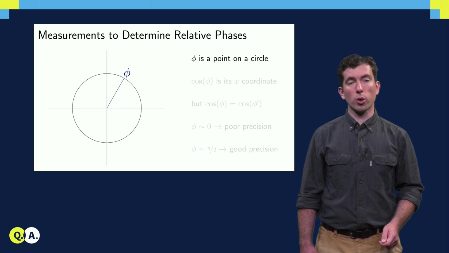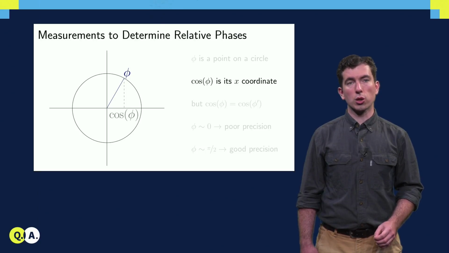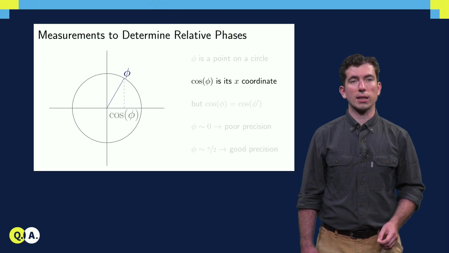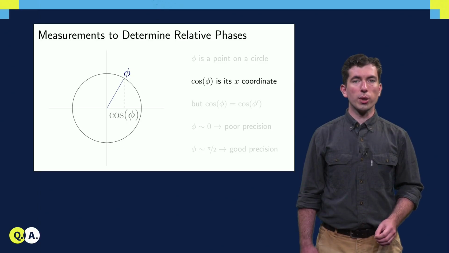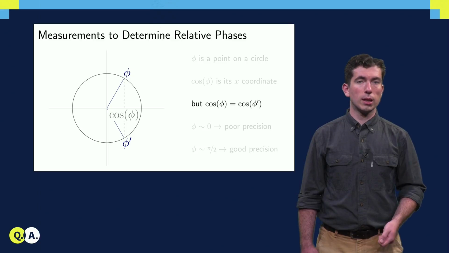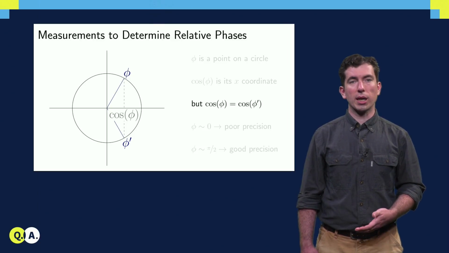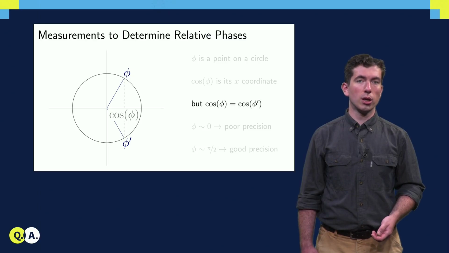Let's take a look at the performance of the cosine of phi measurement. Now, phi is a point on a circle, and the cosine of phi is the x-coordinate of phi, just on the x-axis there. Already we can see one of the problems with doing a cosine of phi measurement on its own. There's another angle phi prime with the same cosine as phi, making it impossible to tell the difference between them with only these measurement results.